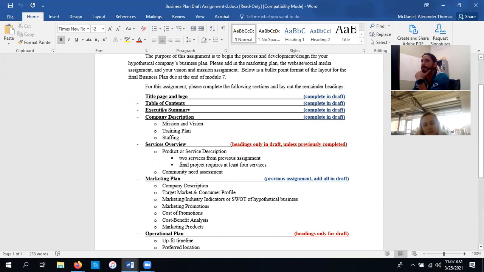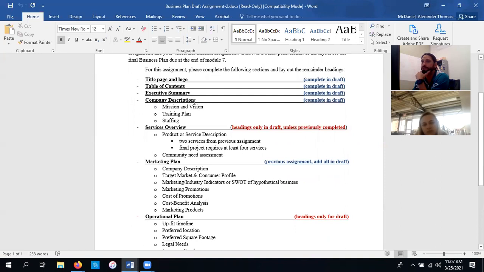Executive summary. This is a copy and paste from one of your previous assignments if you don't already have it. Company description. This is also a copy and paste from the last assignment we just did. So don't worry about company description here in the marketing plan. Just take this out. I don't know why I have this written twice.